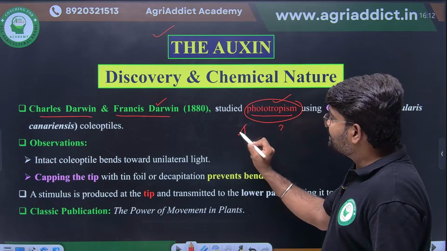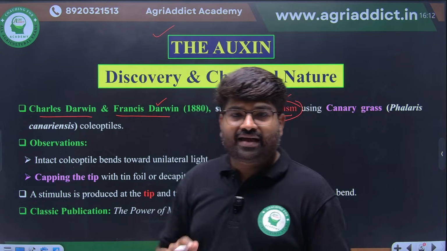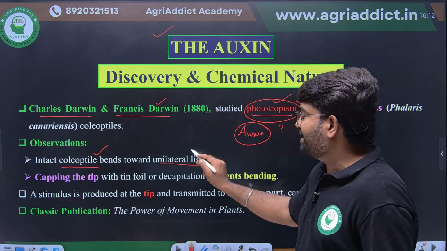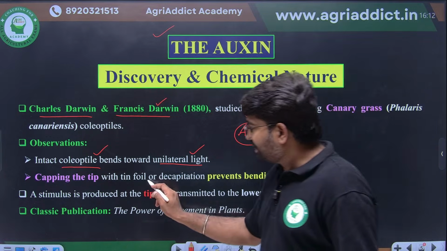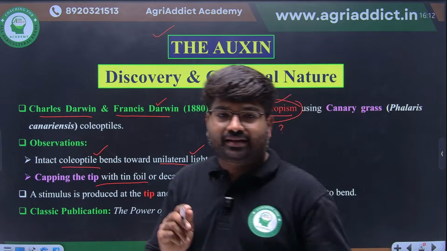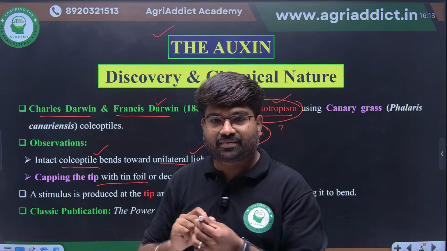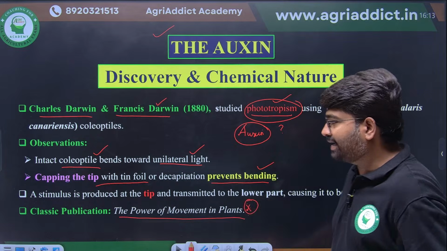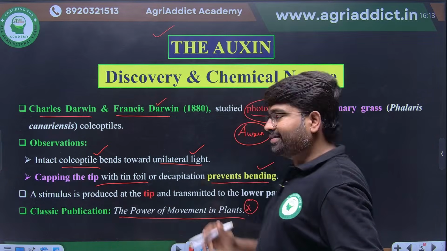Auxin is primarily involved in phototropism. This is another important point you have to remember. From his observation, he concluded the coleoptile tips will bend towards unilateral light. If we cap the tip with foil, the stimulus will be prevented. So the tip acts as the stimulus for phototropism. This was published in The Power of Movements in Plants, the classical publication from Charles Darwin and Francis Darwin regarding the hormone auxin.